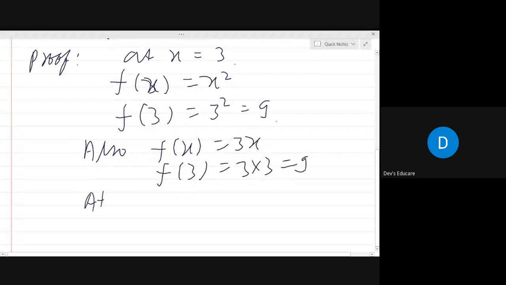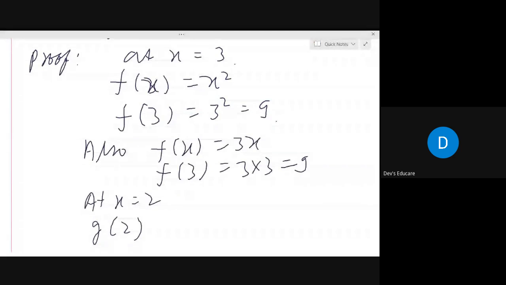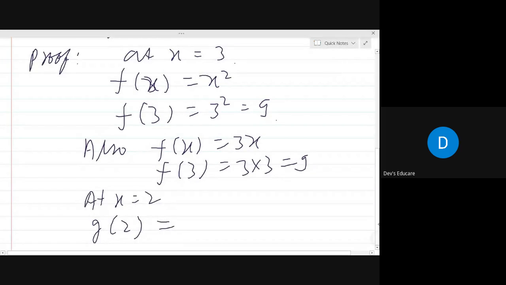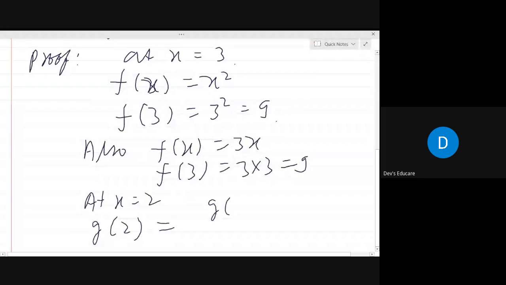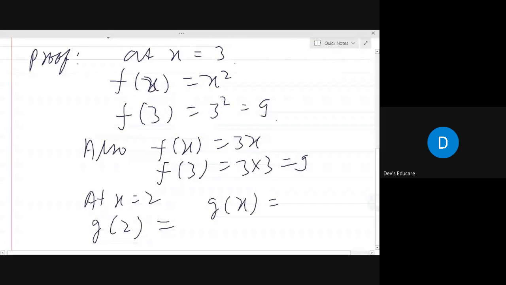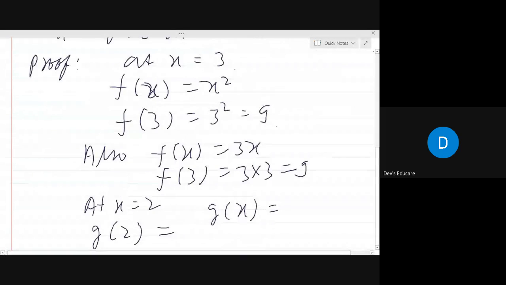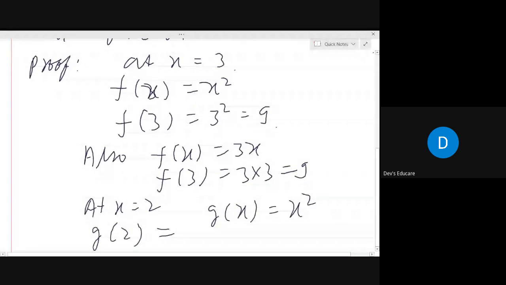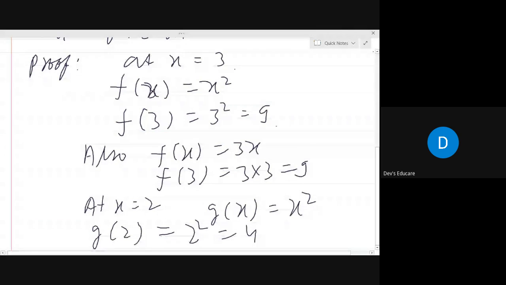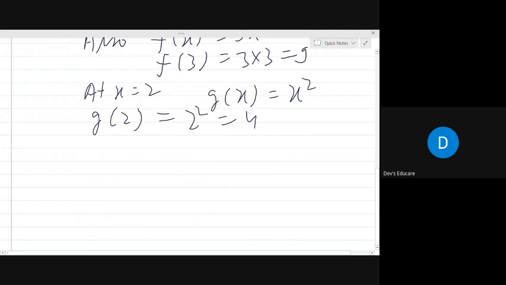At x equals 2. So g(2) is what? First write down the function g(x) equals x squared. So g(2) equals 2 squared, which is 4.